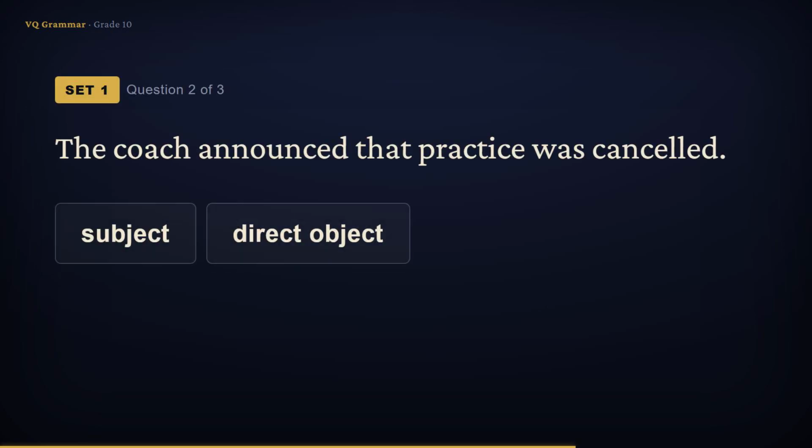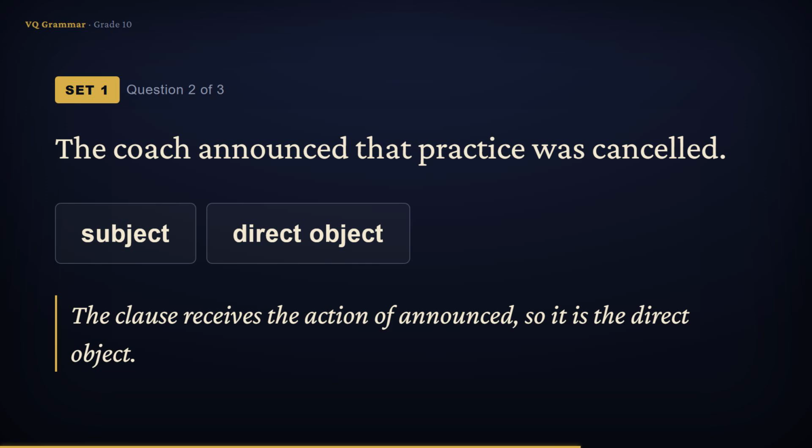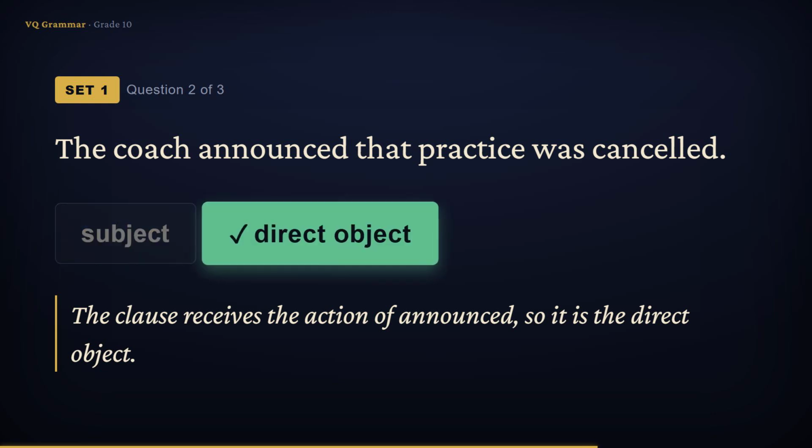The coach announced that practice was canceled. The subject here is the coach, and the verb is announced. So ask, the coach announced what? The answer is the whole clause, that practice was canceled. It is catching the action of the verb, so this one is the direct object.